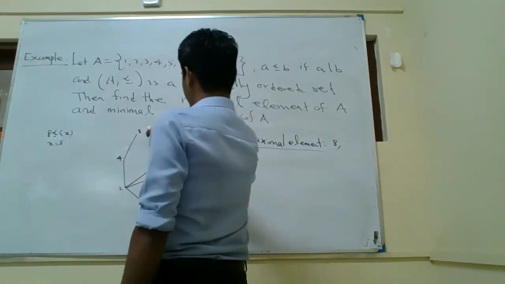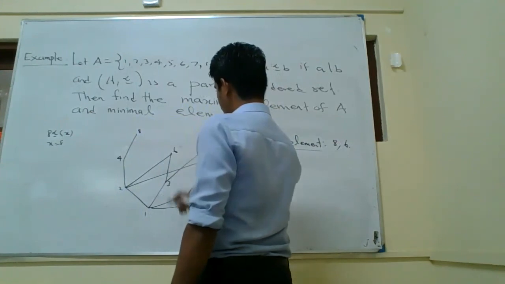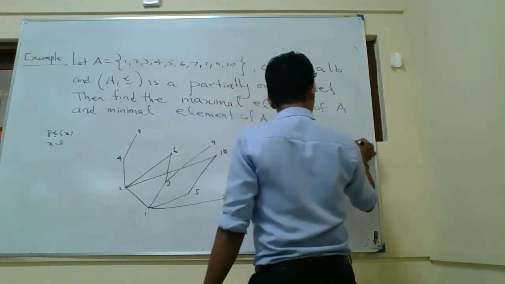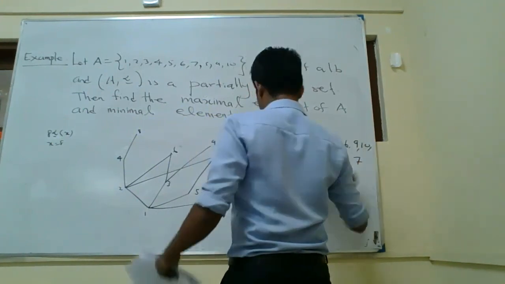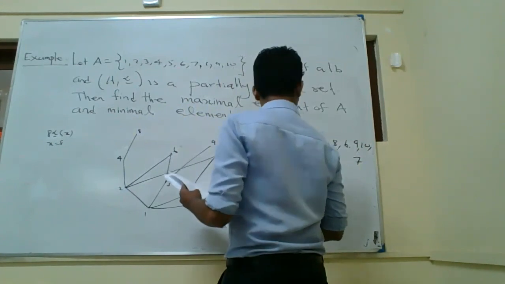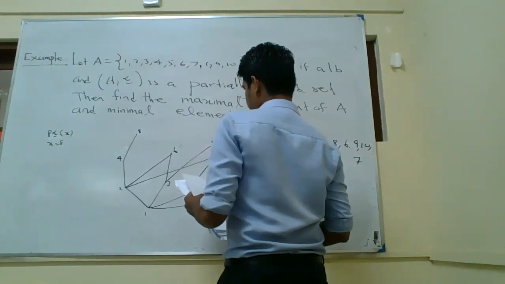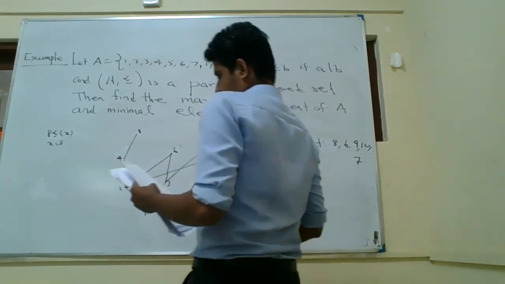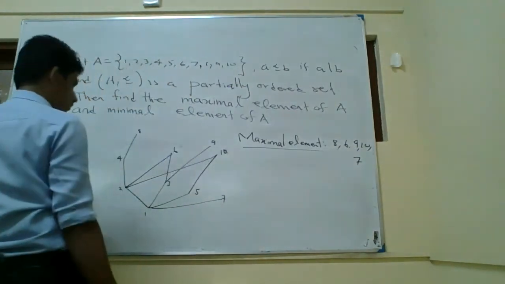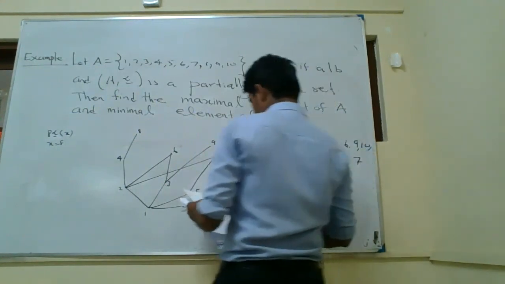There's no related element after this part. Here also no element after 6 and 9. What else? 9, 10, 7. 8, 9, 10, 7. But what about 6? 6 is also possible. Okay, 8, 9, 6, 10, 7. Okay. What is the minimal element?